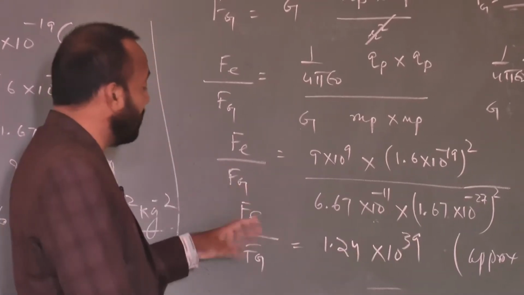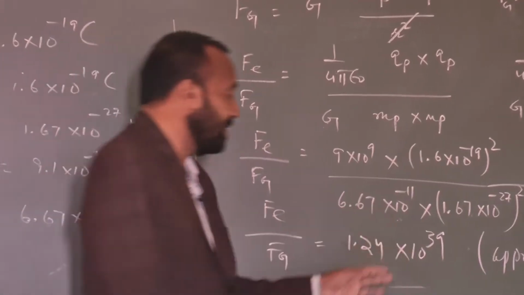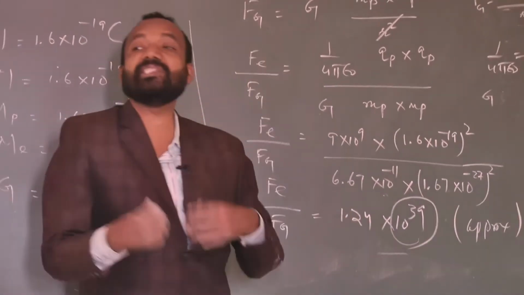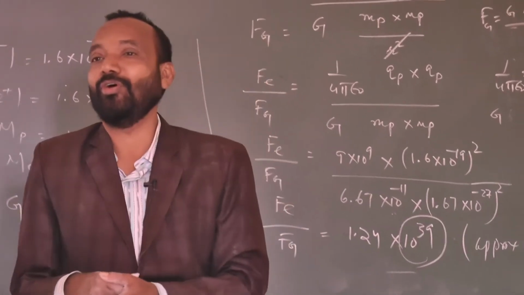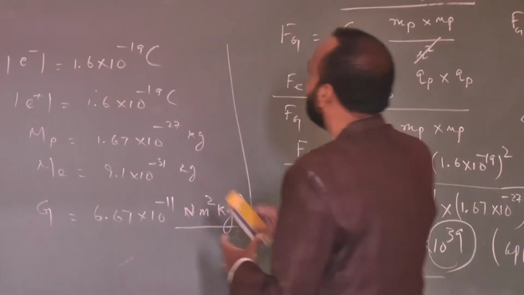So what is the order of magnitude of this ratio, Fe and Fg? I will write 10 to the power 39. Which is greater, gravitational force or electric force? Now you tell me, which is greater?